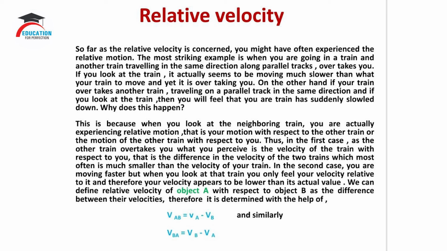We can define the relative velocity of object A with respect to object B as the difference between their velocities, and therefore it is determined with the help of V_AB equal to V_A minus V_B, and similarly V_BA is equal to V_B minus V_A. So friends, in this way, we have studied the relative velocity.